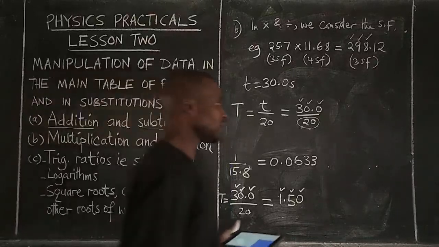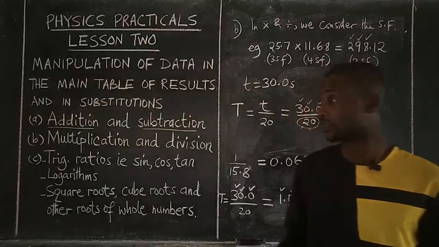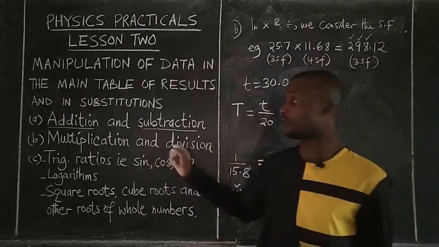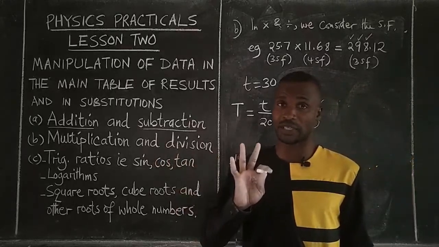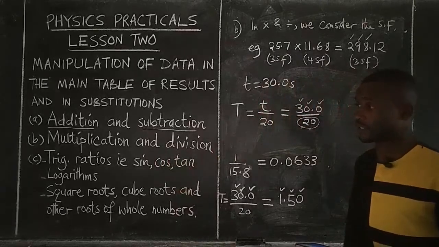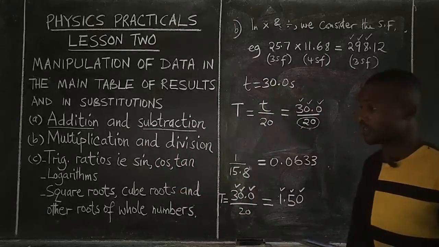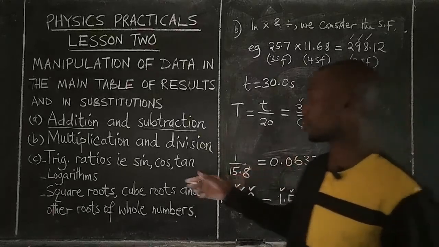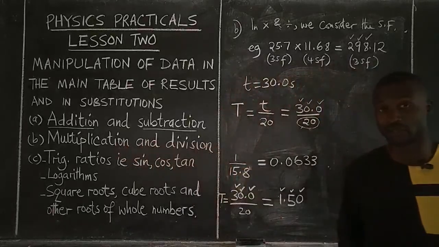Now, about manipulation of data in the table of results concerning multiplication and division, I'm going to do it in lesson 3. So permit me to take that to lesson 3. But in lesson 2, let's just finish with the trigonometrical ratios, logarithms, and then the roots.